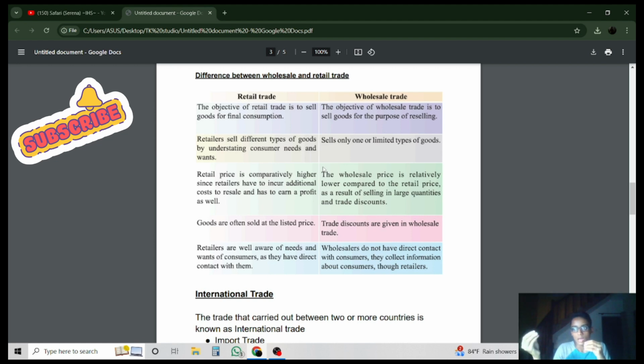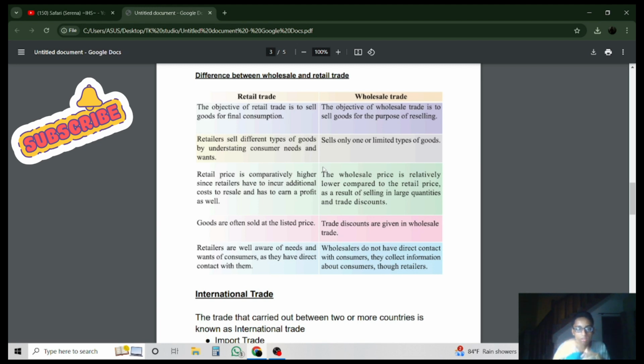So that means in order to sell, they keep a profit, right? So the price will be a little bit high when compared with wholesale trade. The wholesale price is relatively lower compared to the retail price as a result of selling in large quantities and trade discounts, right? Goods are often sold at listed prices. So when you buy a biscuit, on the biscuit they have mentioned 100 rupees, 280 rupees, right? That's the retail price. When it comes to wholesale trade, trade discounts are given.